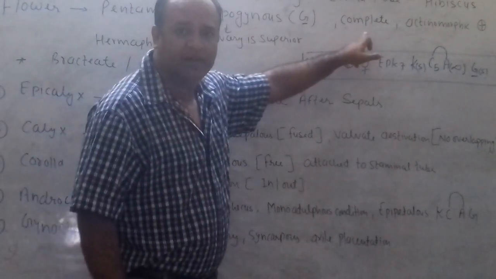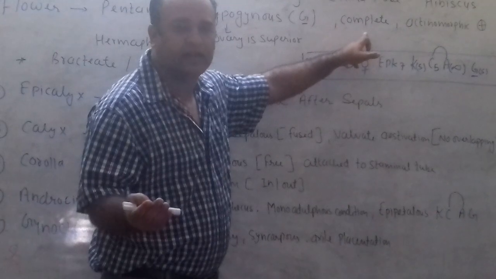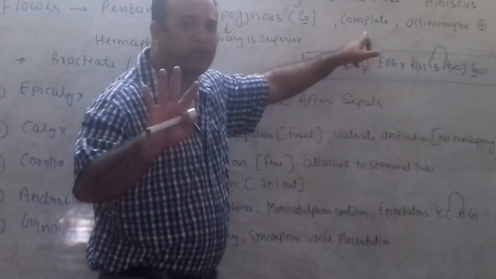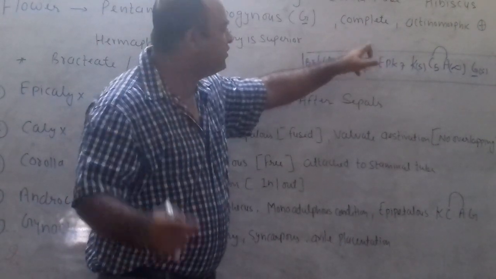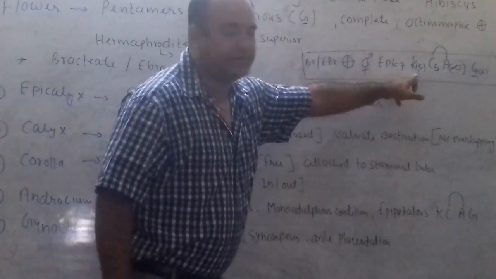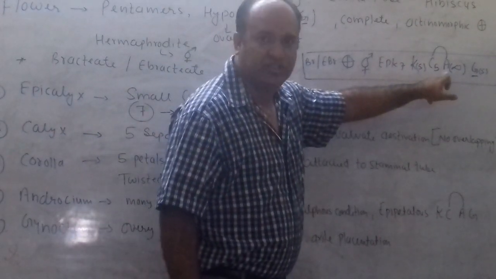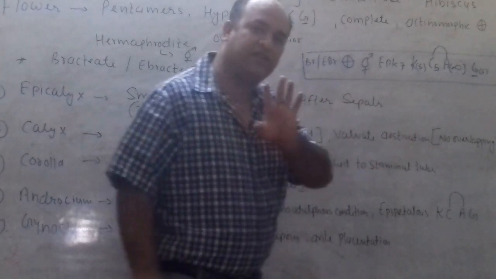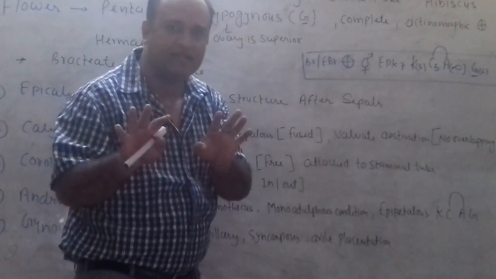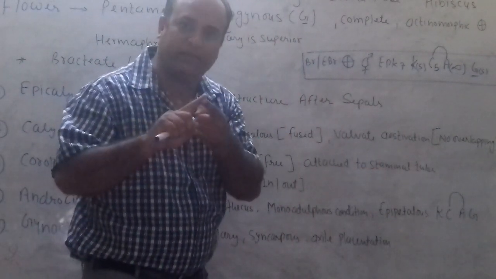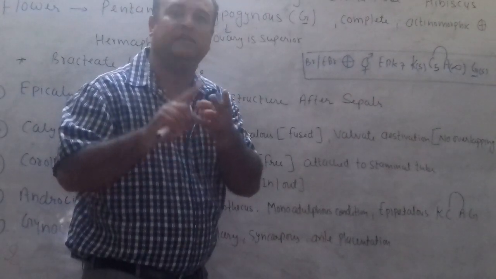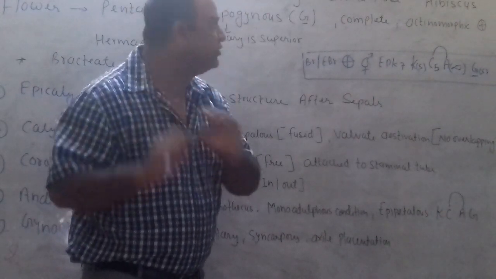hypogynous. Flower is complete. What is the meaning of flower is complete? That means we have all the necessary 4 whorls. What are the necessary 4 whorls? Calyx, corolla, androecium and gynoecium. We know if we have 4 whorls, that means the flower is complete. That means sepal, petal, androecium and gynoecium.